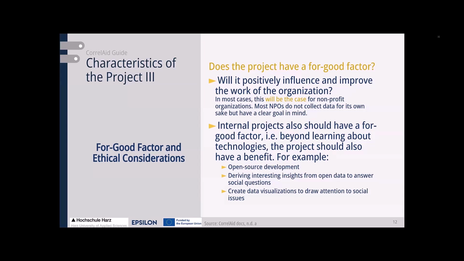Also, internal process projects should also have a for good factor. That means beyond learning about technologies, the project should also have a benefit, which means if you're conducting a project, be aware that the open source development is given. That means that you provide some knowledge to the society. This could be one aspect for internal projects. Another thing is, if you derive insights from open data to answer social questions, share it with the community. Make it possible that the community can learn from your findings.